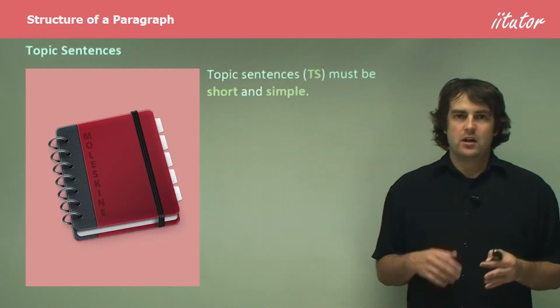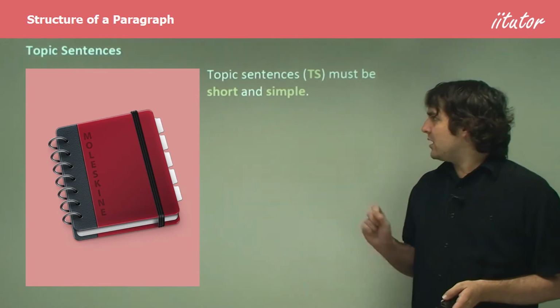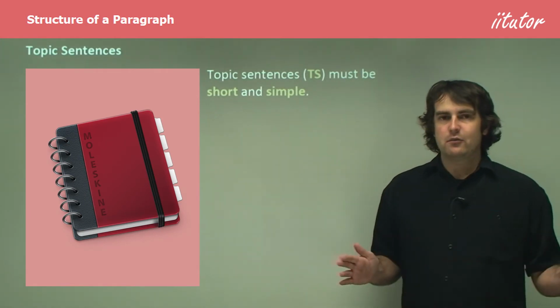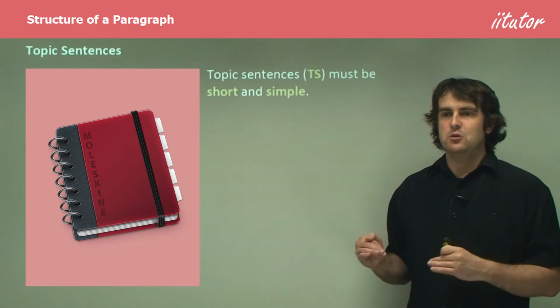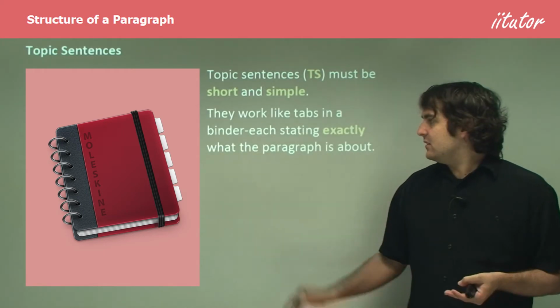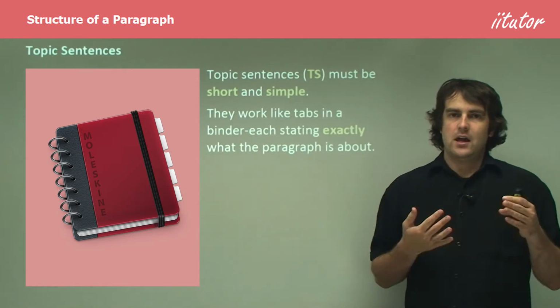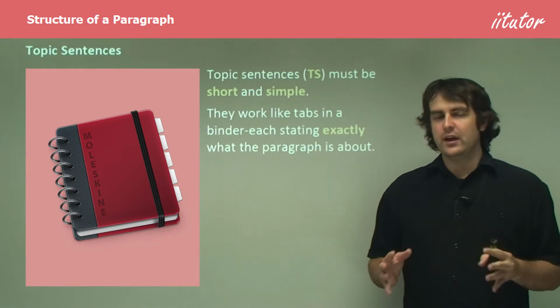Topic sentences. You'll have a topic sentence to start each paragraph you write. It's the first thing you'll do. They must be short and simple. Don't listen to anyone who tells you that they need to be big, long-winded things where you explain everything. That's what the rest of your paragraph is for. They work like tabs in a binder, and what that means is in each tab of your binder, you've got a group of things that are related to each other, and that's what your paragraph is. It's a group of ideas that are related to each other.